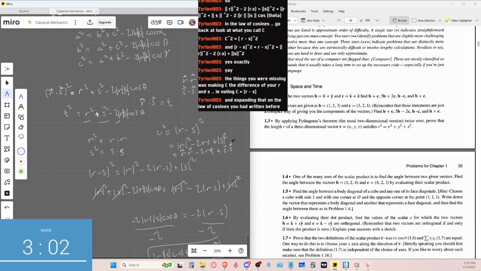The thing you were missing was C, the difference of your R and S, noting C is equal to R minus S, and expanding that. I knew the law of cosines was involved. The thing of it is that I wasn't sure how to write the scalar that we're supposed to equate to. But thank you, Tyrion. That actually makes a lot more sense.